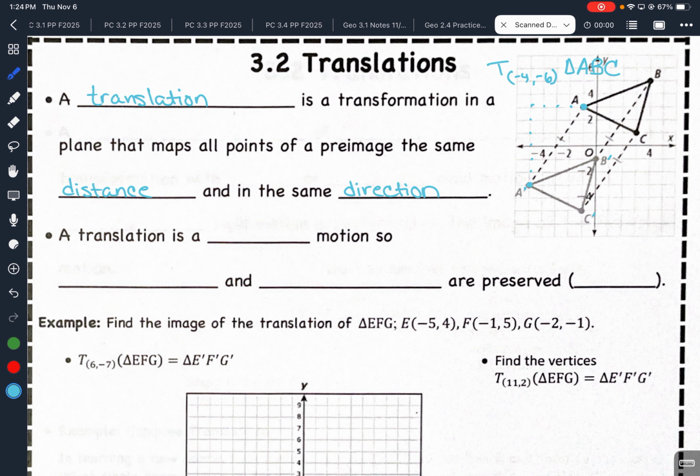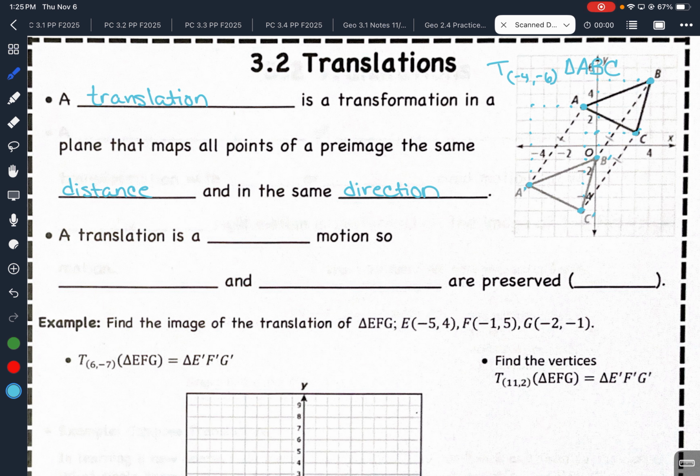So if I go and I count any of these, B or C, and that doesn't happen, then that's not a translation. So let's go to B. So from B to B prime. So 1, 2, 3, 4. 1, 2, 3, 4, 5, 6. Did that follow that -4, -6? Okay. So C to C prime. 1, 2, 3, 4. 1, 2, 3, 4, 5, 6. So they all moved that same direction.